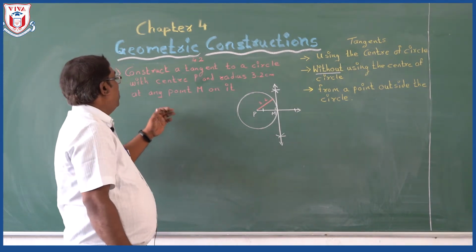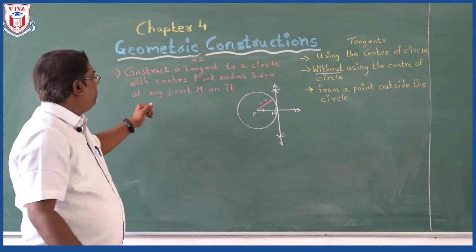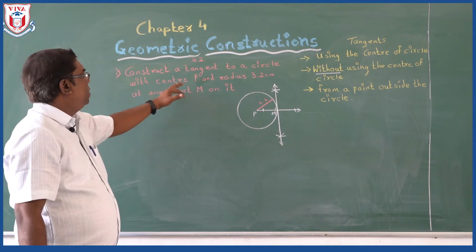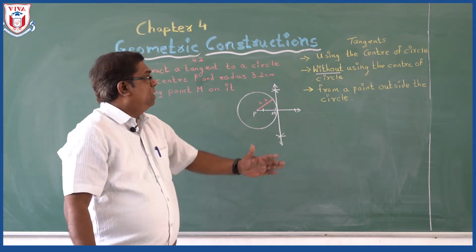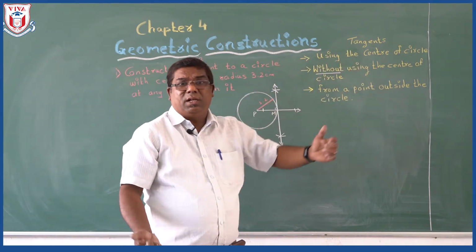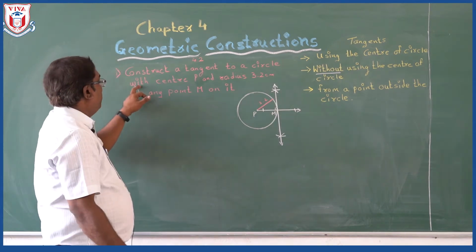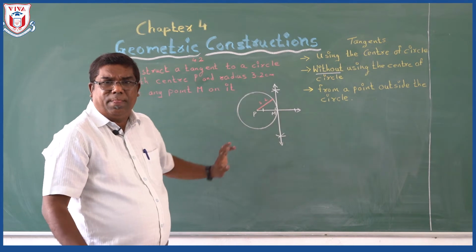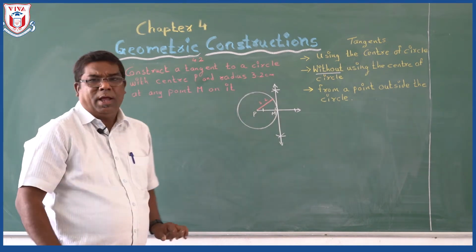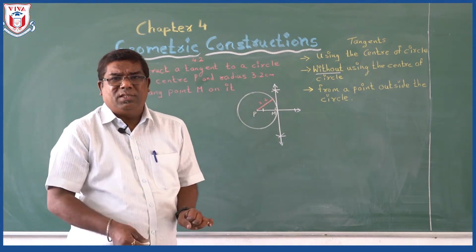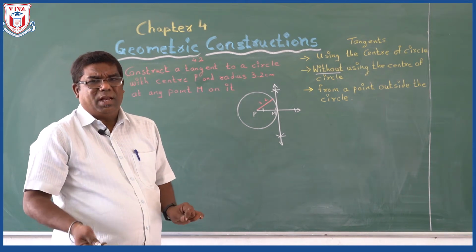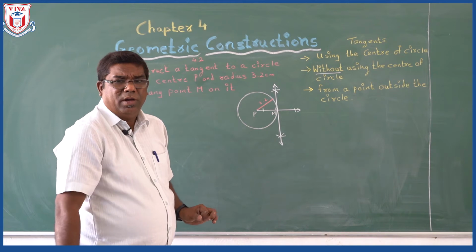Now in 4.2, question number 1: construct a tangent to a circle with center P. The first concept is using the center of the circle. With center P and radius 3.2 centimeter, take any point M on it, that is, on the circumference, wherever you want. Basically we take the right hand side corner only.